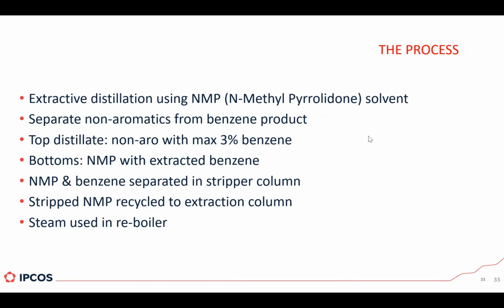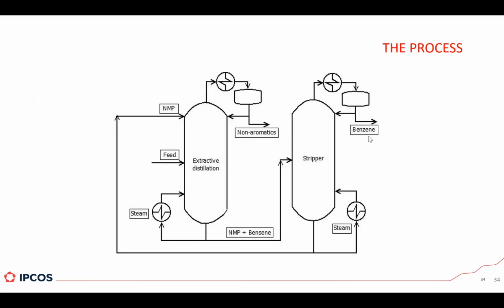The top distillate is basically the non-aromatics with a little benzene that, let's say, is entrained to the top. Let's say entrained, and now you will see why entrained. The bottoms would be the solvent with the extracted benzene. Then after that, the solvent and the benzene will be separated in a stripper column, and the stripped solvent is recycled back. Steam will be used in the reboiler. So this is a little schematic of the process.